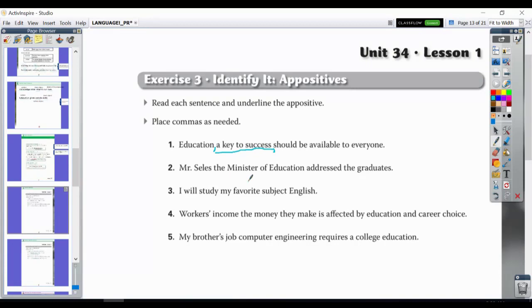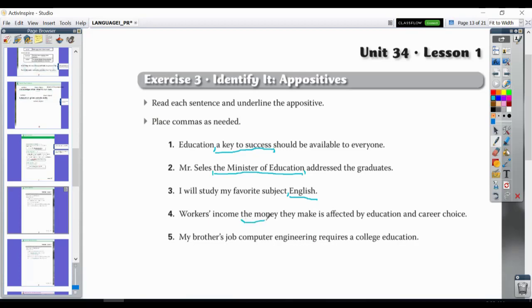Mr. Sells, the Minister of Education, addressed the graduates. Our appositive, which renames our subject, Mr. Sells, is the Minister of Education. Because it's in the middle of the sentence, we need to put commas before and after it. I will study my favorite subject, English. English is renaming my favorite subject, and I need a comma because it needs to be separated from the rest of the sentence.